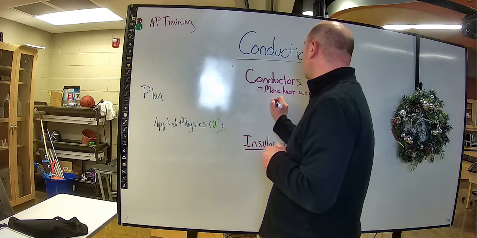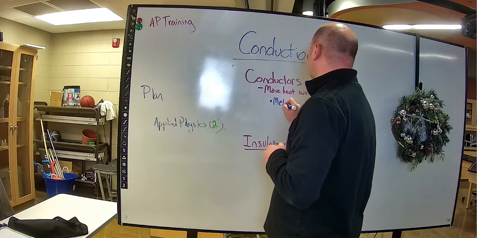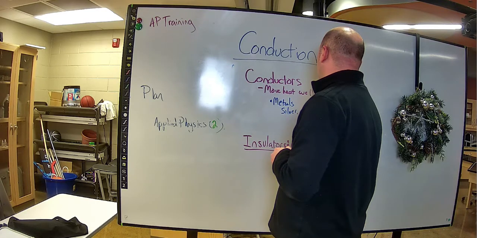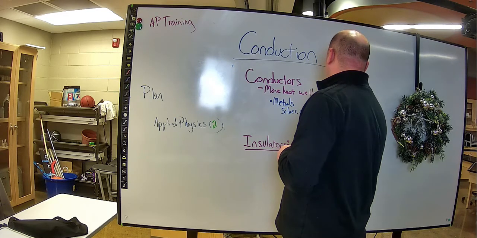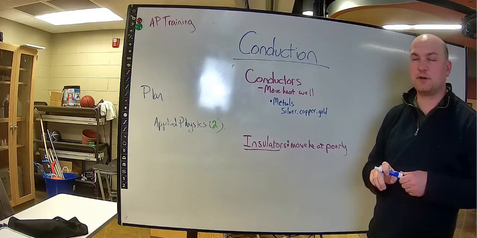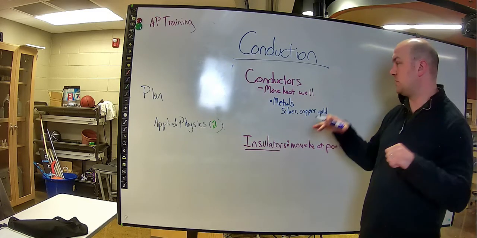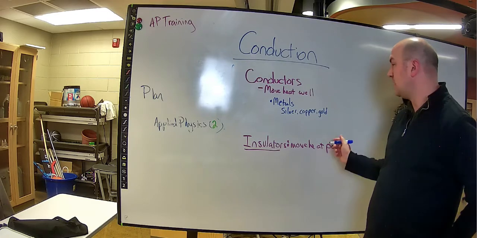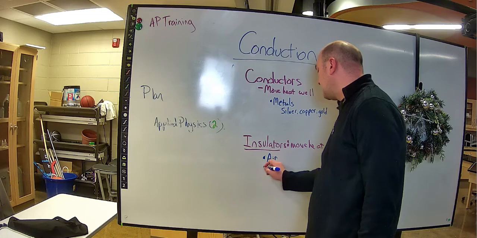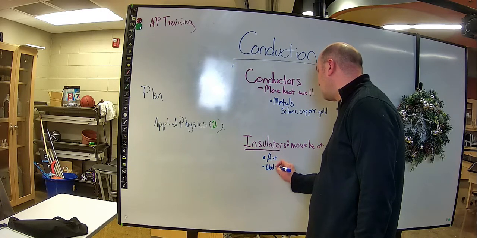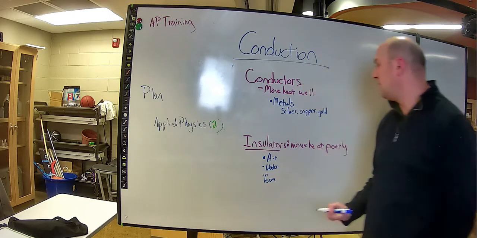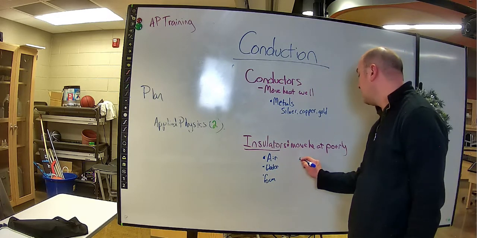So good conductors are most metals, in particular silver, copper, gold. Those are all pretty good conductors. So in general, you're looking at metals. For insulators, air is a good insulator. Water, foam, usually is a good insulator. Wood.